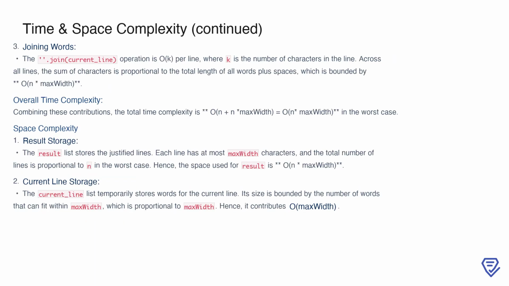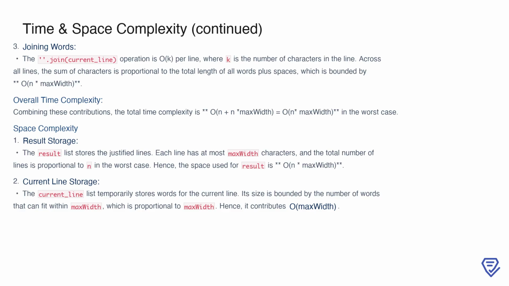The next significant operation in the algorithm is joining the words in a line to create the justified text. The .join(current_line) operation has a time complexity of O(k) for each line, where k is the number of characters in that line, including spaces. When we account for all lines, the total number of characters processed is proportional to the sum of the lengths of all words and spaces, which is bounded by n * max width. This makes the contribution of the joining operation also n * max width. Combining all these factors, the overall time complexity of the algorithm is n + n * max width, which simplifies to O(n * max width) in the worst case.